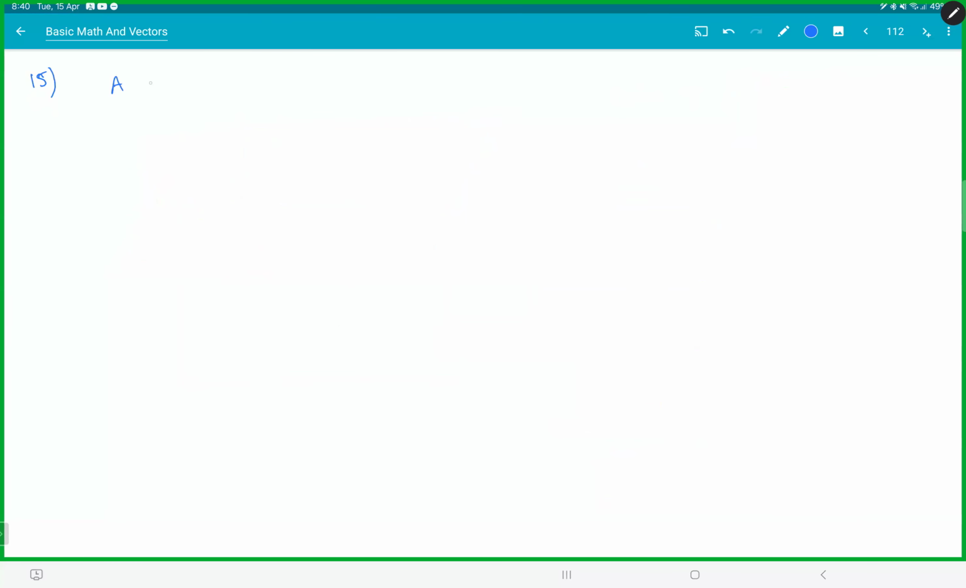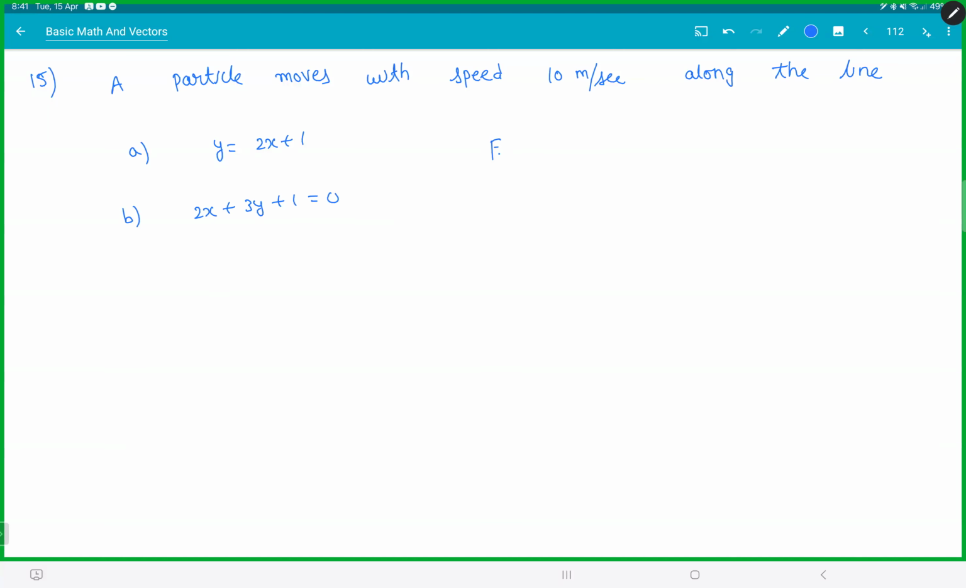So we have a particle with speed 10 meters per second along the line. So we have two questions. Let's say you're going along the line y is equal to 2x plus 1. And let's say you're going along the line 2x plus 3y plus 1 is equal to 0. Find the velocity vector. Remember, what's the vector? You have to give me the magnitude and direction.